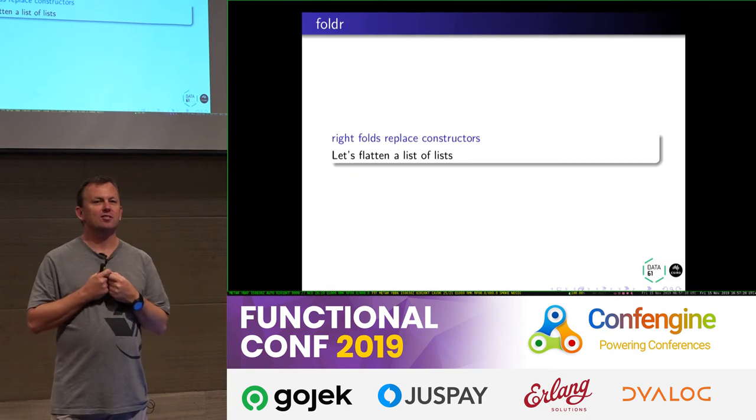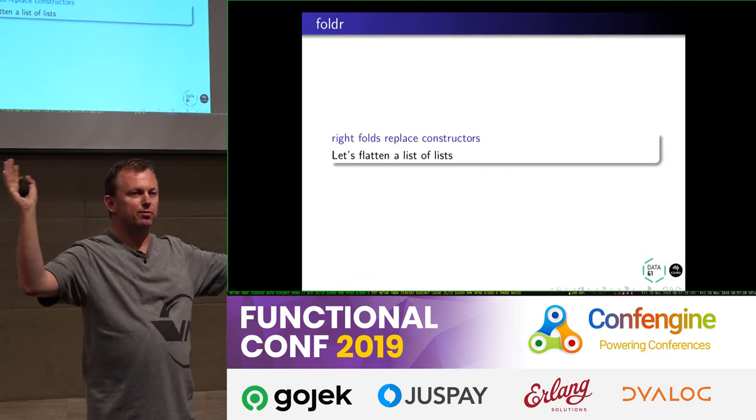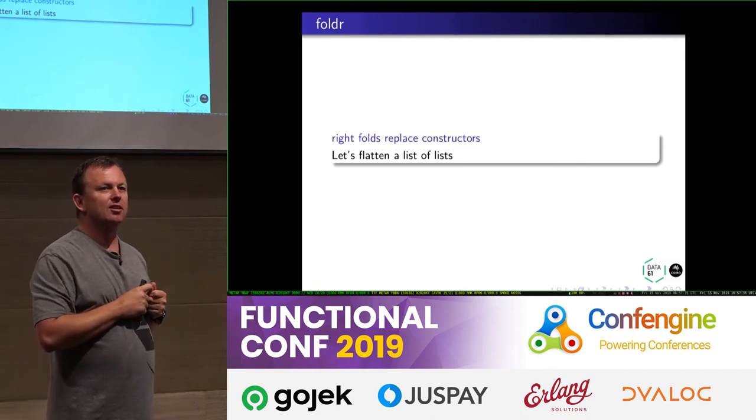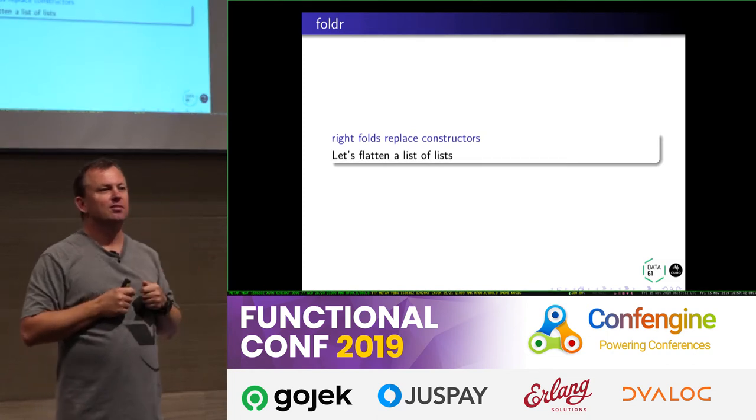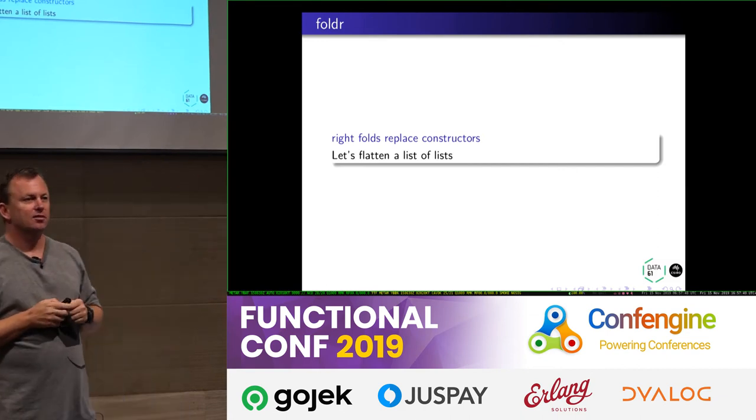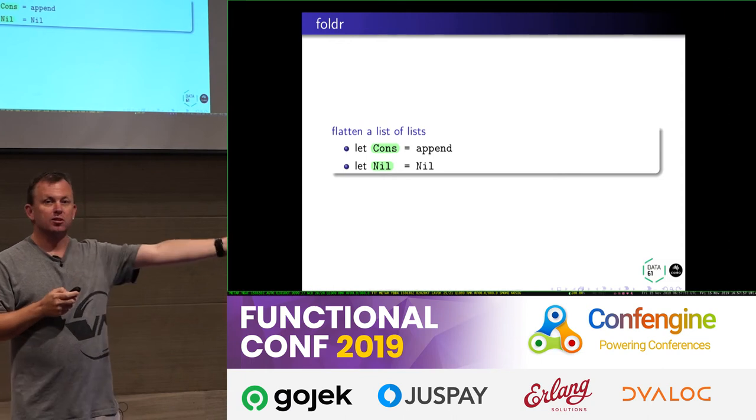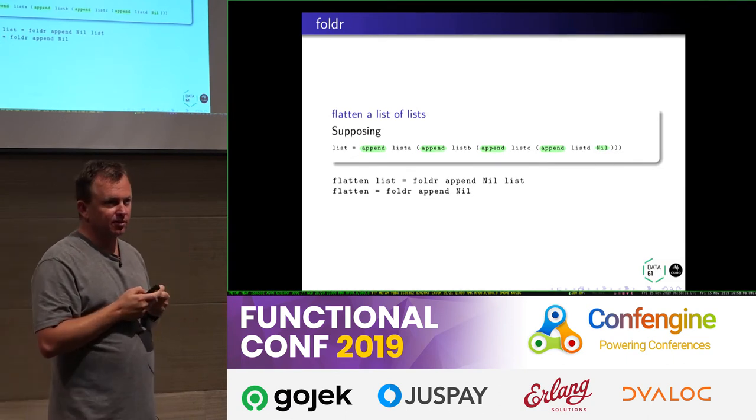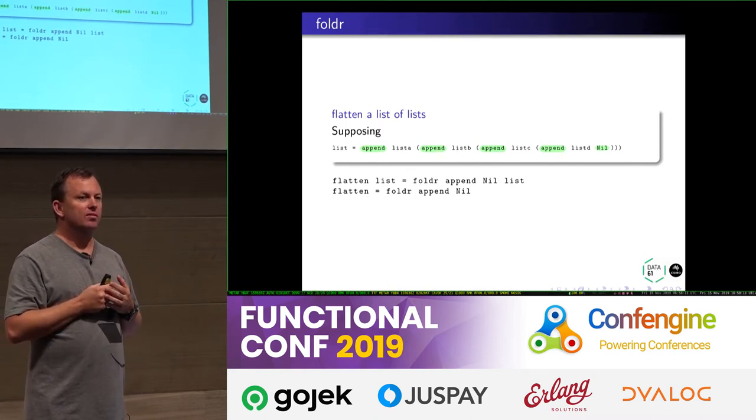What about flattening a list of lists? So we have a list, and each element is itself a list, and we want to flatten it down. What am I going to replace cons with? Any ideas? Append. The function we just wrote. Go through each cons and replace it with the function that appends two lists, and nil with nil. That will flatten the list of lists. Cons with append and nil with nil. We leave the nil alone. There's the code. Fold right, append, nil. Fold right does constructor replacement. Okay?